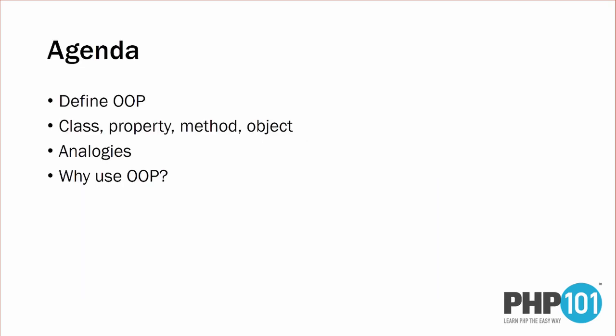So with that said, here's exactly what we're going to be talking about. We're going to define object-oriented programming. We're going to talk about some of the reserved keywords, class, property, method, and then also talk about the difference between classes and objects. I'm going to give you some analogies, hopefully a little bit more informative than the ones that I dealt with when I was learning all of this stuff. Hopefully that helps make it a little more clear.